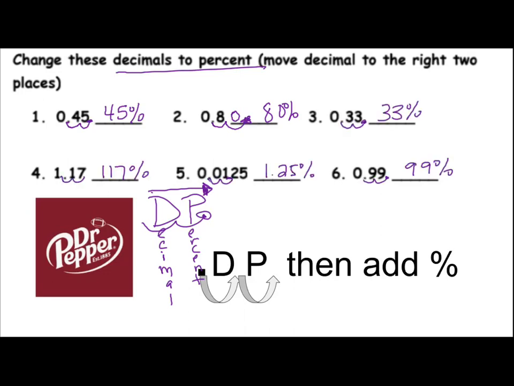All right, check your work. Make sure that you moved your decimal only 2 places. For example, on question number 5, sometimes kids make the mistake and they move it too many spots. They think they're going to just move it to the end. Remember, you're only moving it 2 places.